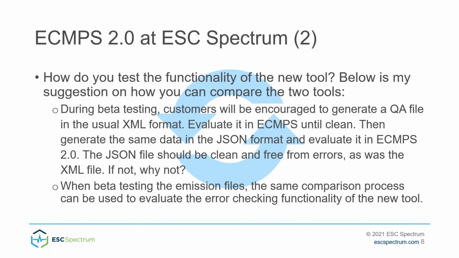And then when it came time to the emission files, the same process that I just described would also be appropriate for evaluating an emissions file in the XML format through the existing ECMPS tool. So once that's clean, then go back and generate an identical JSON formatted file for the emission records and run that through the new tool. And that file then should evaluate cleanly. So this is how I think that I would go through the process of comparing the functionality and the performance of the two tools, the existing ECMPS tool and the new ECMPS 2.0.